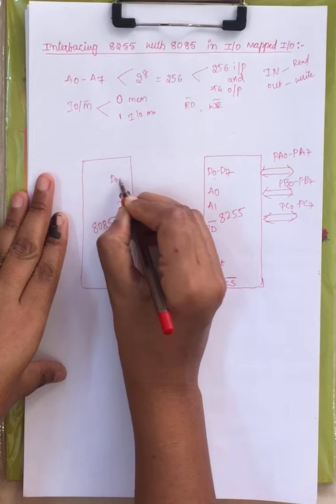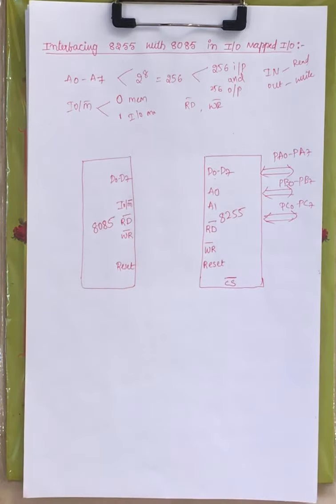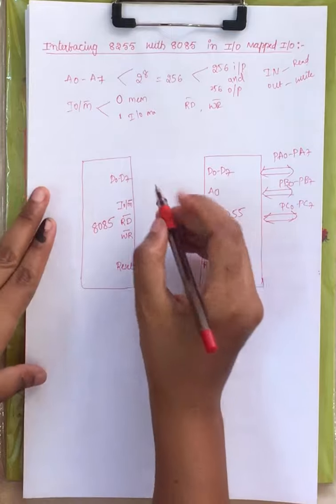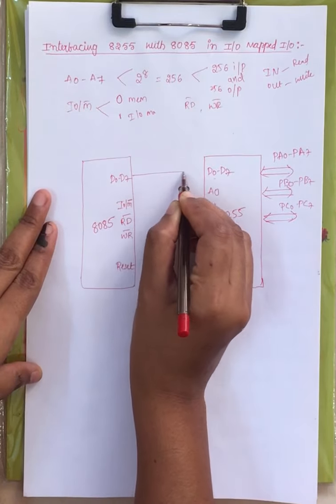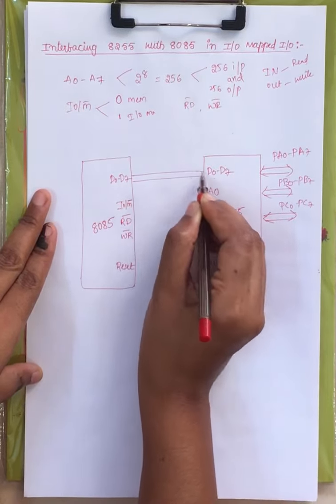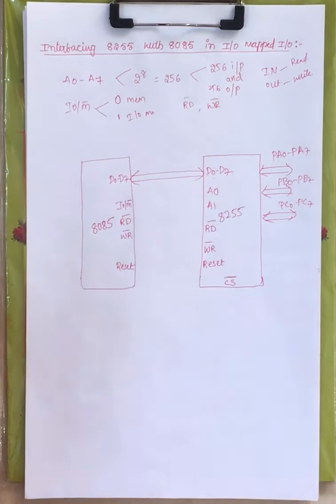And next you have the data bus, that is D0 to D7. You don't represent it directly; you will have multiplexed AD0 to AD7. Those are demultiplexed using your ALE. For logic 1 it will be acting as one 8-bit bus, and for logic 0 it will be acting as the other 8-bit bus. Now D0 to D7 are connected to D0 to D7 of 8255.